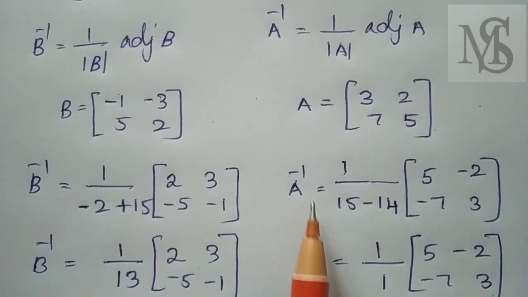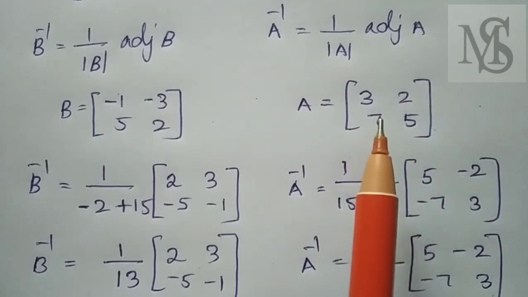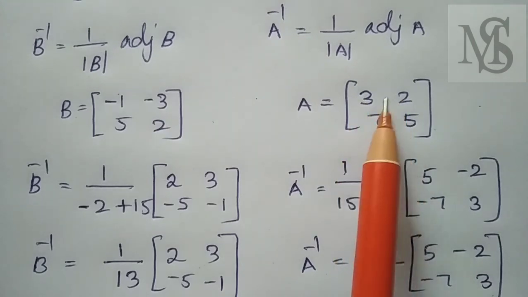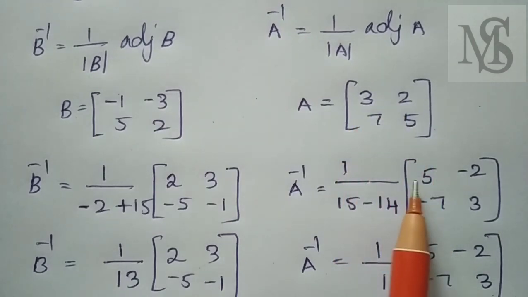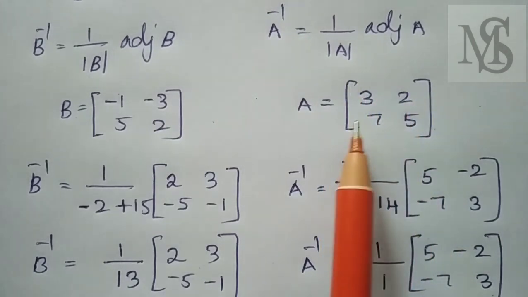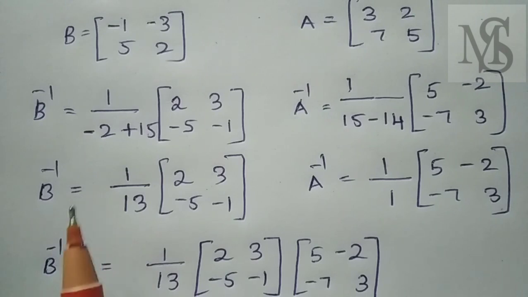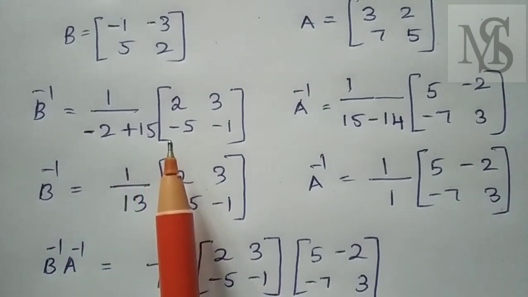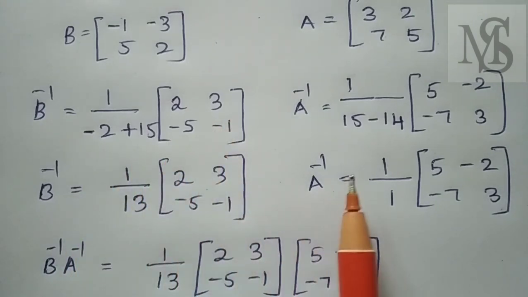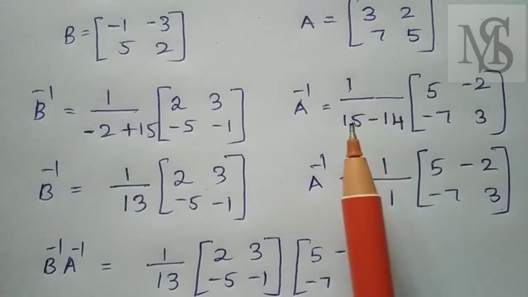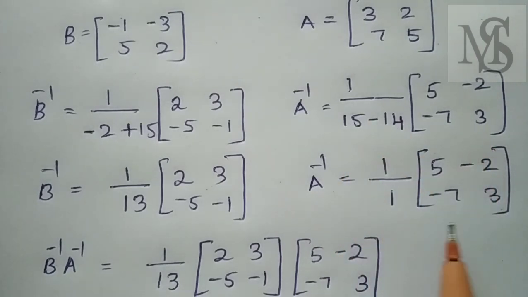And here also A inverse is equal to, 3 into 5 is 15 and 2 into 7 is minus 14, and adjoint A is, we have to interchange the diagonal. 3 in the place of 5, 5 in the place of 3, and here we have to change the sign. 2 will become minus 2 and 7 will become minus 7. Now B inverse is equal to 1 by minus 2 plus 15, which is 13, and the same matrix, and A inverse is equal to 1 by 15 minus 14, which is 1, and the same matrix.